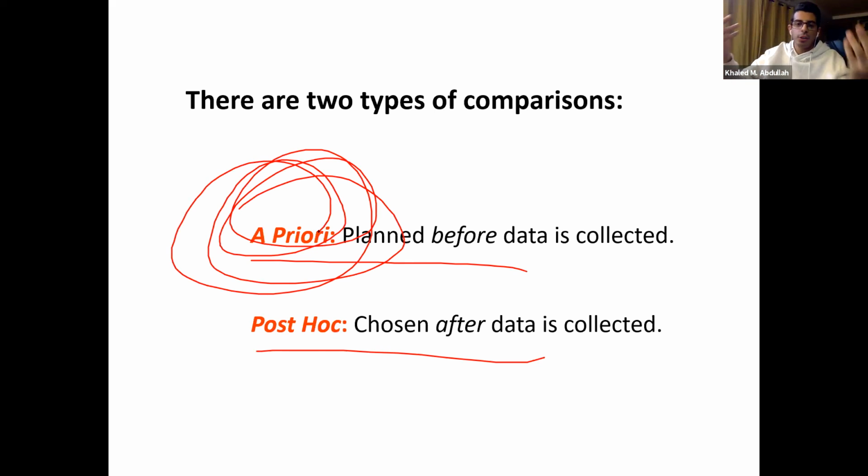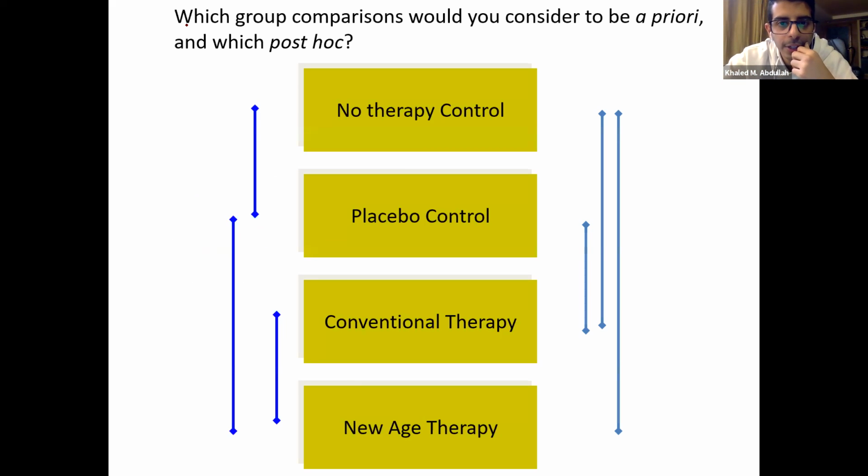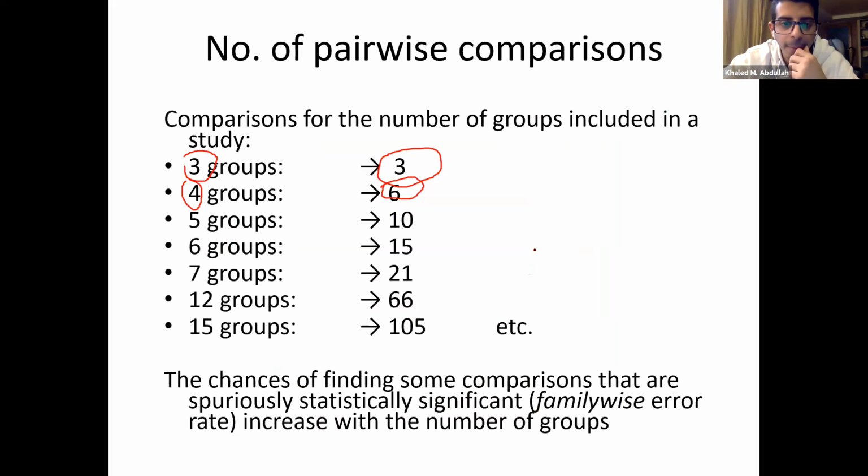How on earth do you know that placebo and this would be interesting without any data collected? It's very biased. So that's why a priori is frowned upon. That's why no one likes a priori. So here he's asking which ones you would consider a priori, basically which ones subjective and which ones objective. Subjective ones would be maybe no therapy and placebo. That looks interesting, but a post hoc would only be after you collect the data.